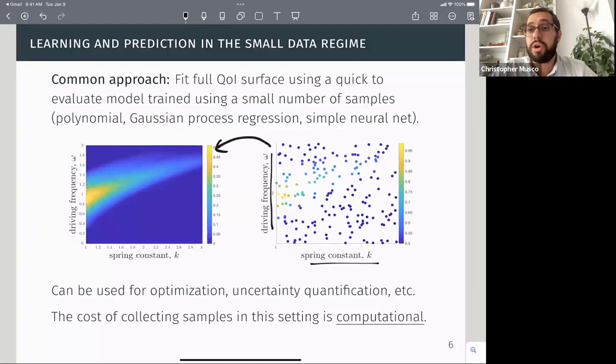So here, the cost of sampling is a computational cost. I can collect data, but every time I collect a data point, I need to do a computationally expensive operation, solve a differential equation. And I would like to do that as few times as possible before using a simpler machine learning model to fit the entire Q of I surface. Okay, so those are like the high level applications.